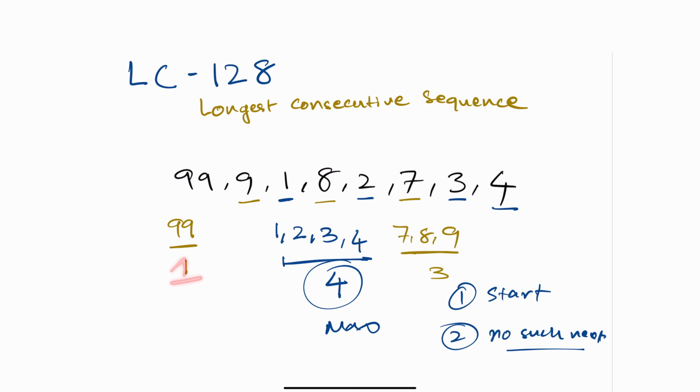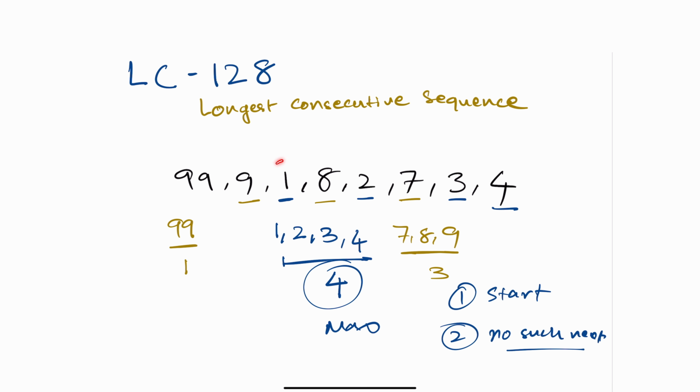Length is 1. Now go for 9. Should I start with 9? No, because 8 is there. That means n minus 1 should not be there in this list. Now this is done. Okay, I started with 99. I have taken 9. I will not start.